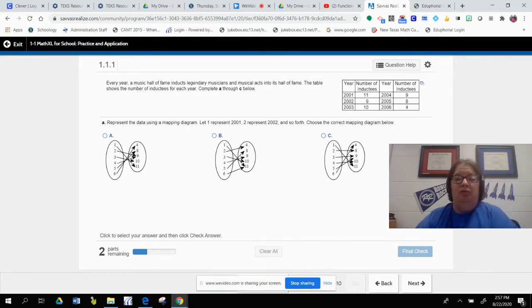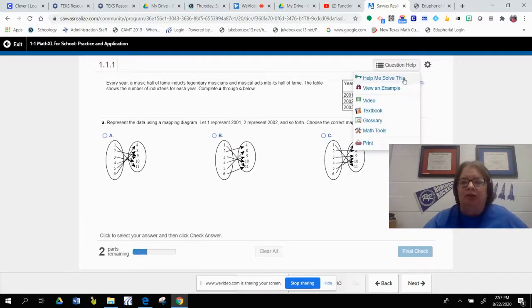Then this one says view an example. This one gives you a video. This one is your online textbook. This is a glossary, so if there's a term there you don't know what it means, you can look it up. Math tools. You probably won't need any of these, but if you do, they're there. And there's a printer. I won't have you printing anything unless you just want to print it for yourself. Okay, so there's question help.